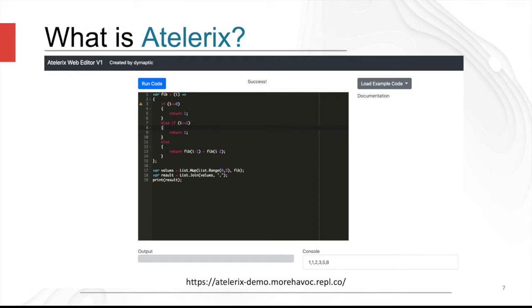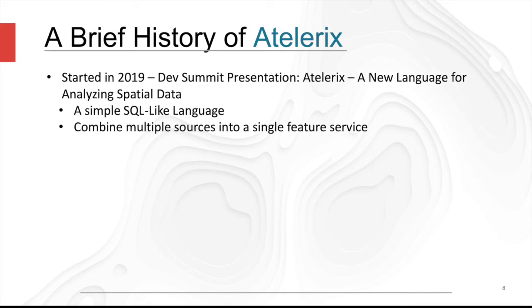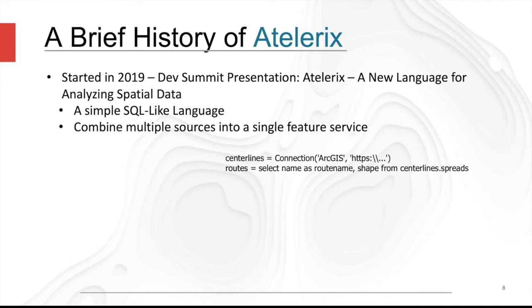So before we dive into trying to do Atelerix in WebAssembly, let's look at a brief history of where Atelerix was and where it is now. This started in 2019 with a Dev Summit presentation called Atelerix, a new language for analyzing spatial data. It was then a simple SQL-like language where you could take layers from different ArcGIS endpoints, combine them, and serve it back out as your own custom feature service. And the syntax looks something like this. You could create an object with a connection, and then you could run a SQL query and store it into a variable, and then you could do other things to those variables and further query them, filter them, and alter them.